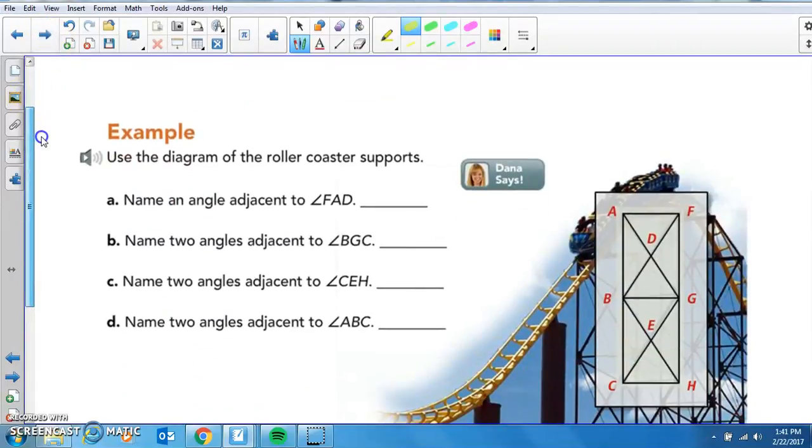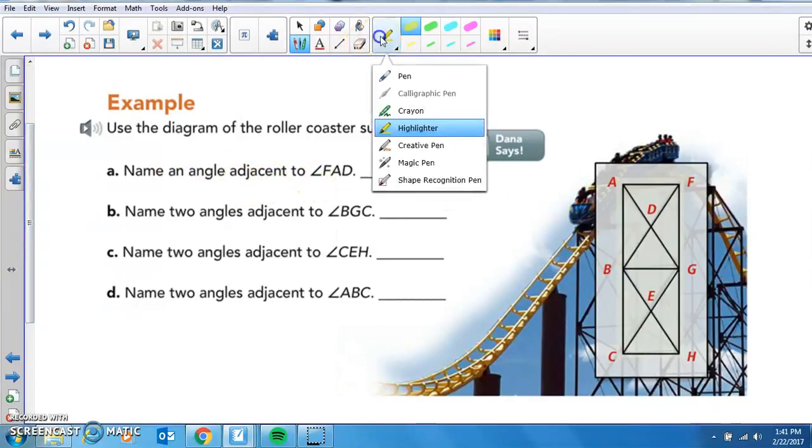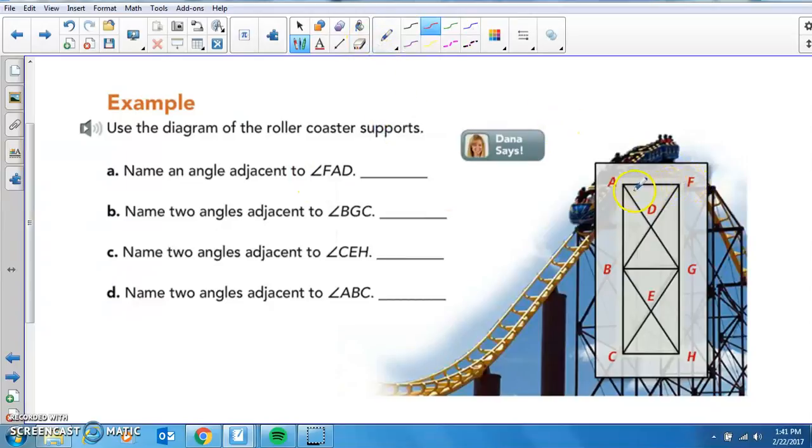All right, so what I want you to do is try to figure out an angle adjacent to FAD. So I'm going to do this first one with us. So let's look at FAD. So this is this angle right here, FAD. We want to find an angle adjacent to it. So they have to share a common vertex. There's our vertex. They have to share a common side. So it would make sense that if they have to share a common side and a common vertex, that this right here would be our angle that we're looking for. So that would be angle BAD. So BAD. Or some of you may have put it as DAB.